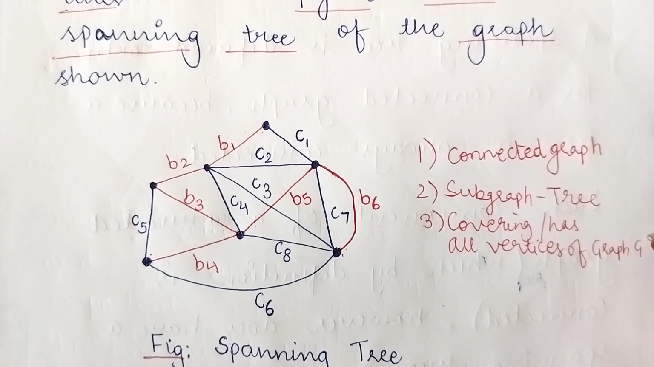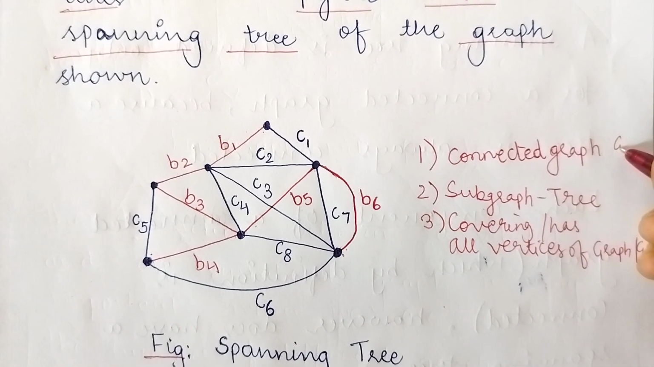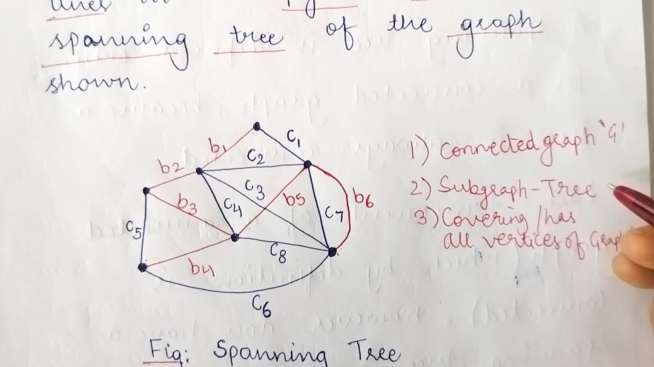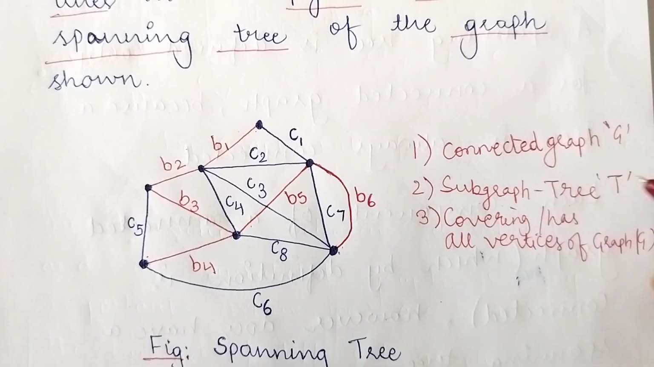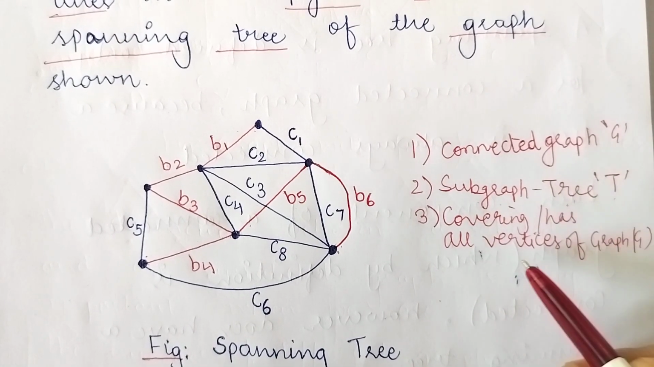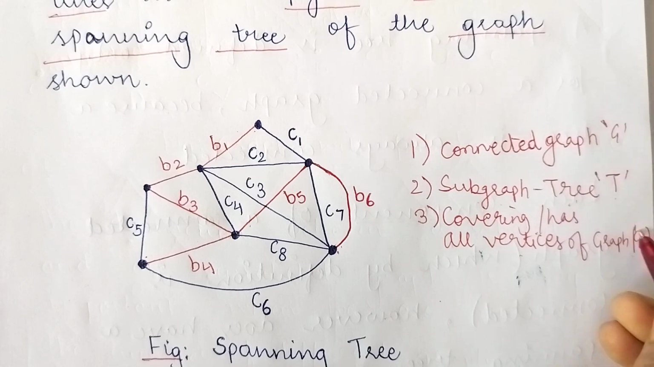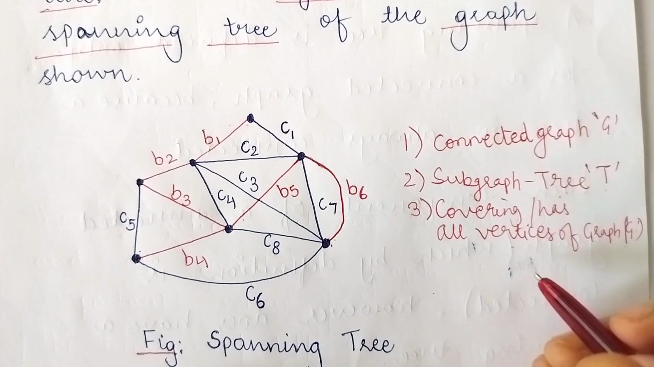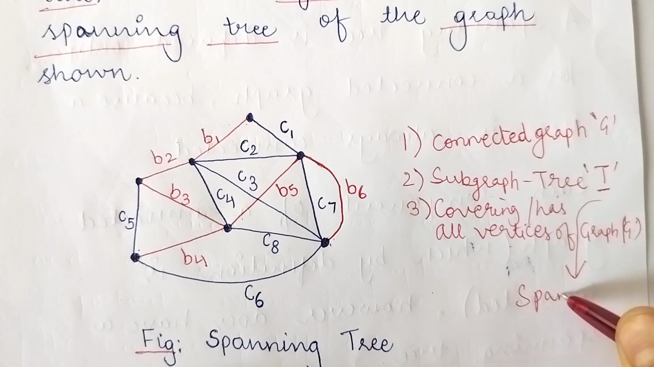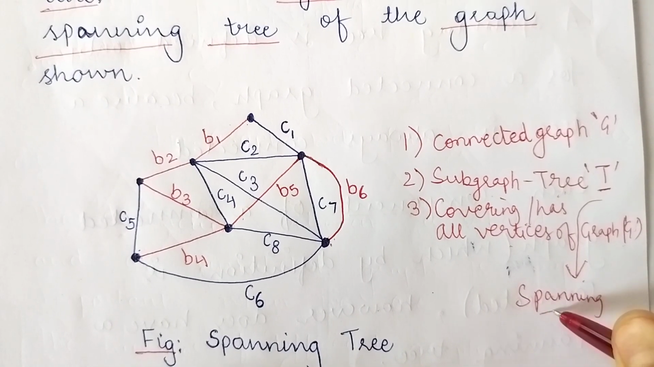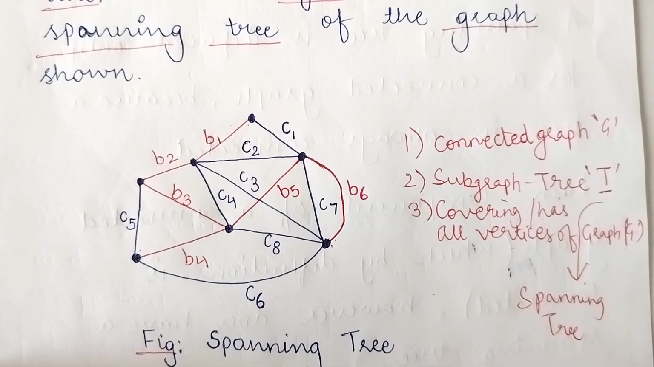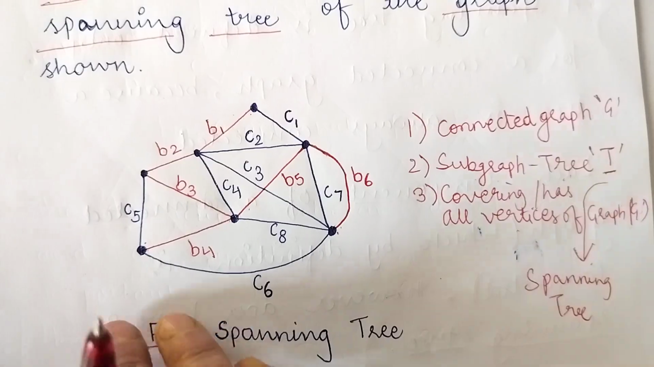denoted by G. So there is a connected graph called G. Then this connected graph G has a subgraph, which is a tree denoted by T. And this tree denoted by T covers all the vertices of the graph G. So I can clearly say that this T can be called the spanning tree. So this is how you find out a spanning tree in a connected graph.